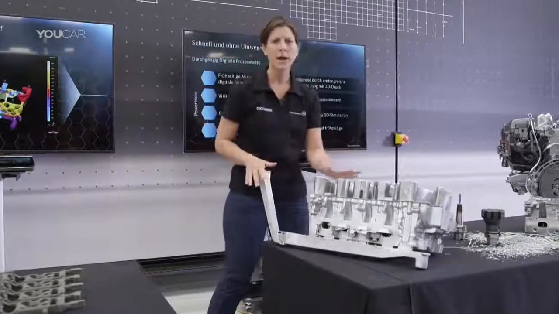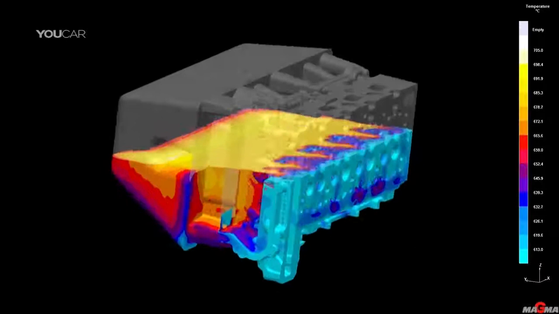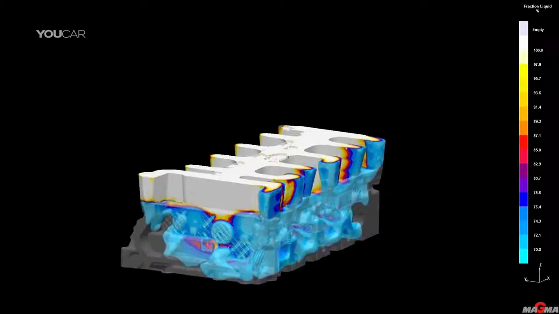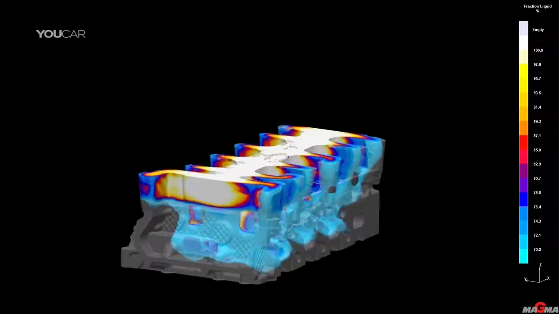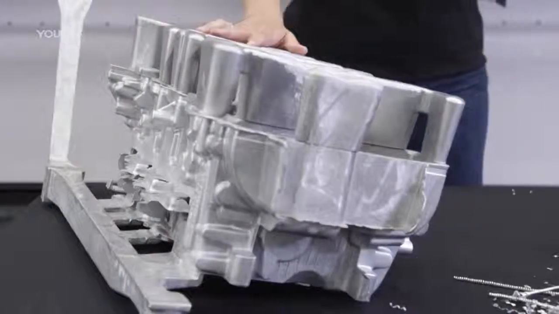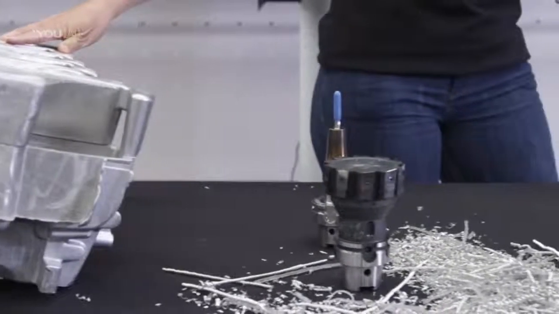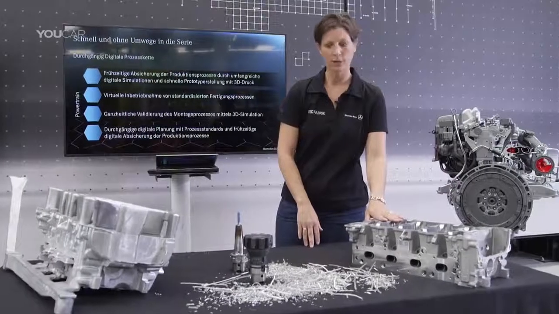So the casting process is also simulated, the whole process with the cooling down system and everything that belongs to that part. So the raw part becomes a ready part for the machining part. So there's the simulation first.